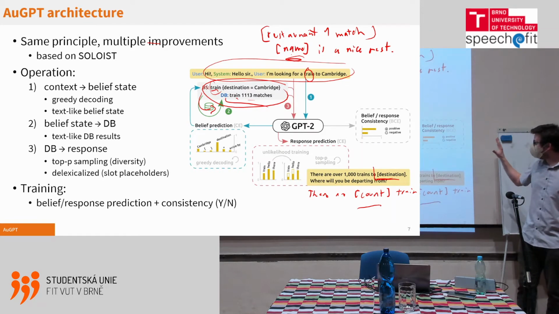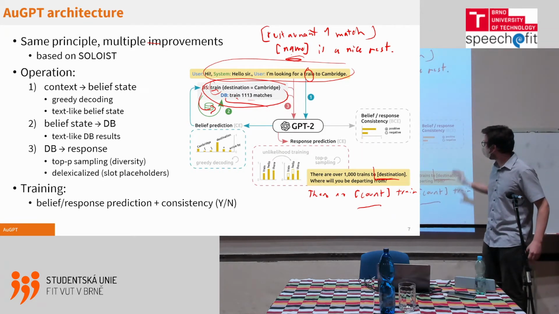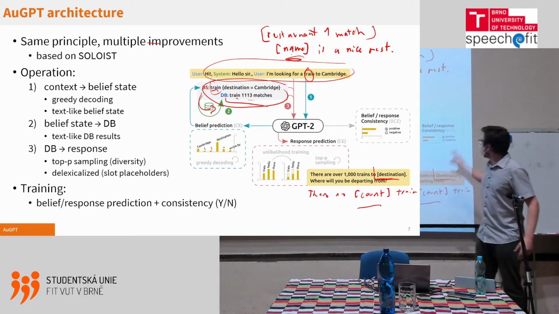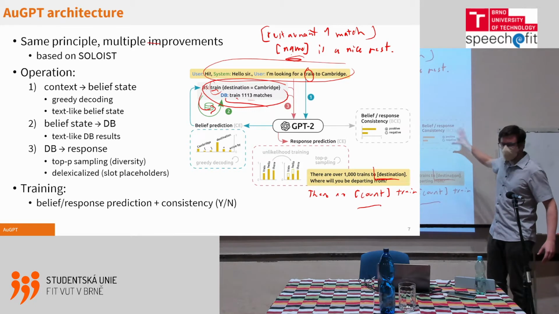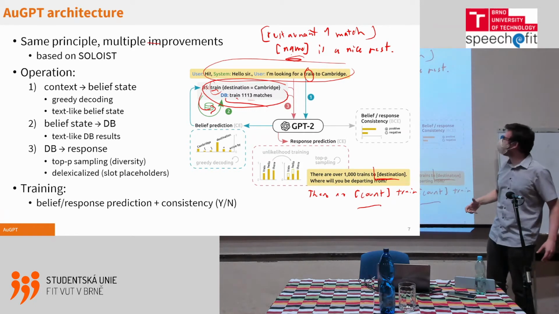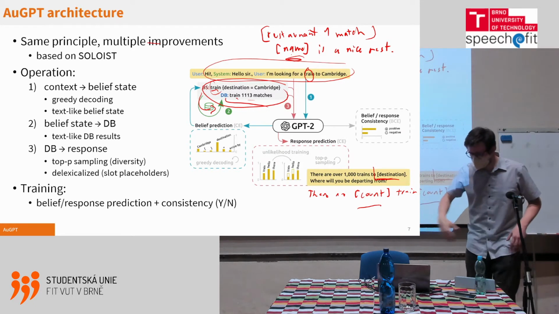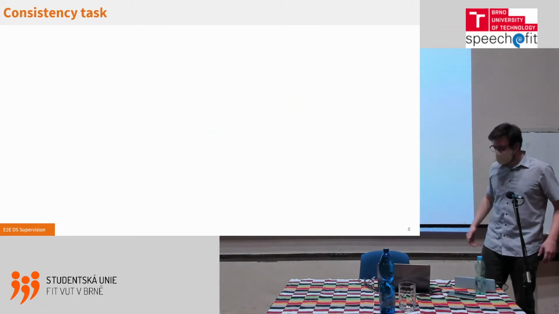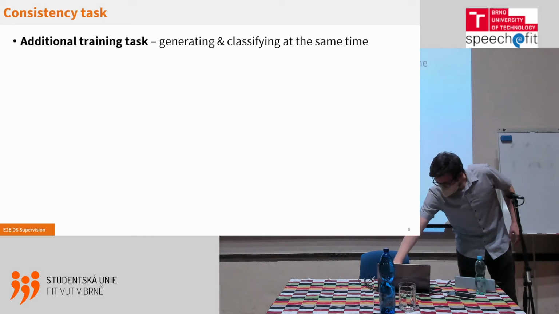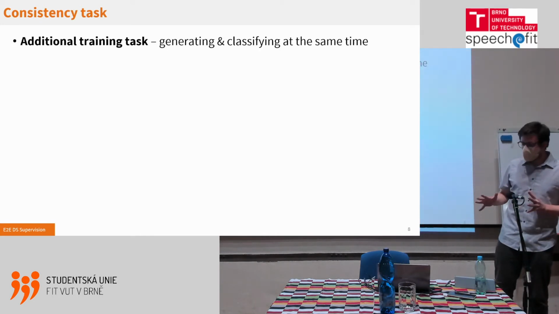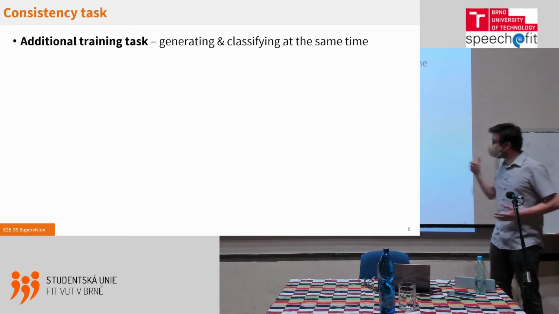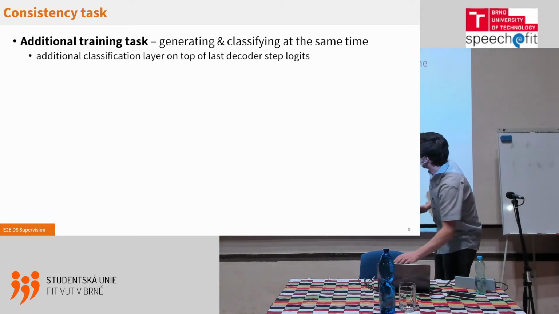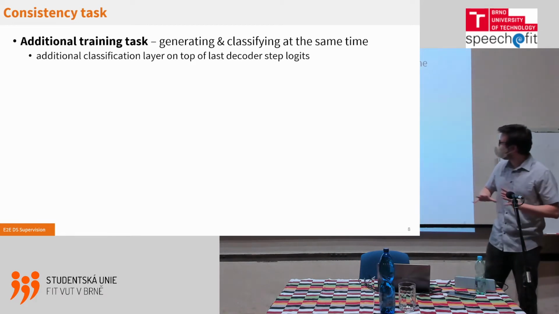We actually wanted the model to be consistent. So in addition to training it to generate word by word, we also train it to detect whether what it generated is consistent, basically. And I'm going to discuss that in a bit more detail right now. It's an additional training task. So the model is not just trained to generate the outputs, and it's not just the base GPT-2 model.